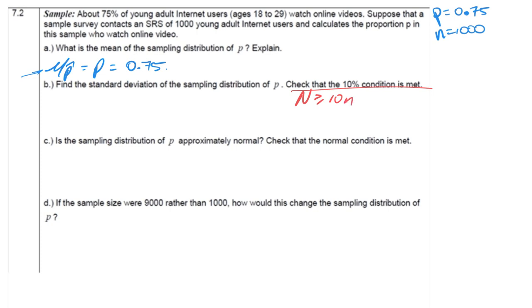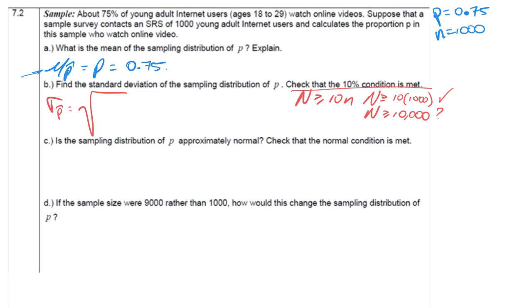Okay, is the population greater than or equal to 10 times the sample size? Or in this case, the other way to say that is, so is the population of all young adult internet users greater than or equal to 10 times 1,000? So, is it safe to say that there are more than 10,000 young adults who use the internet? I think so. So yeah, we're good. That checks out. So now, because this checks out, we can use our sigma of p hat.